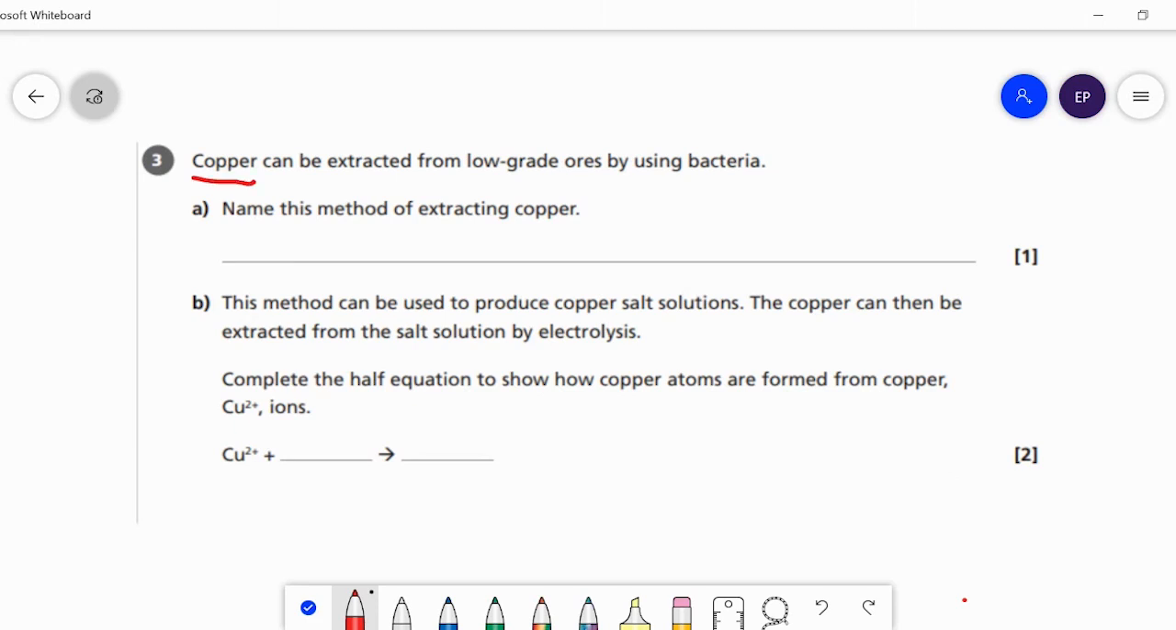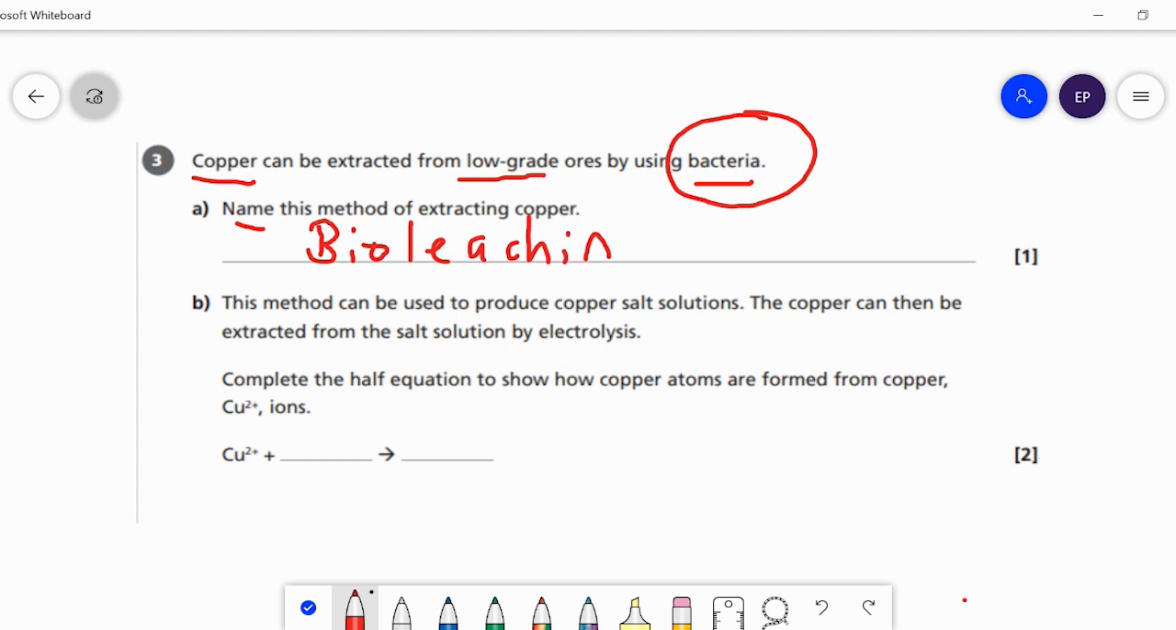Copper can be extracted from low-grade ores using bacteria. A. Name this method of extracting copper. So if we're using bacteria, the method is going to be bioleaching. So that's a method of using bacteria to get the copper from the low-grade ores.